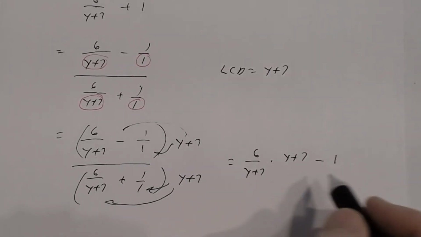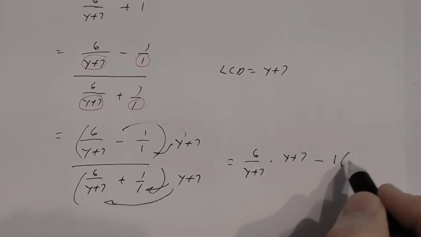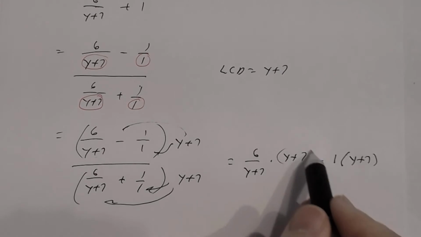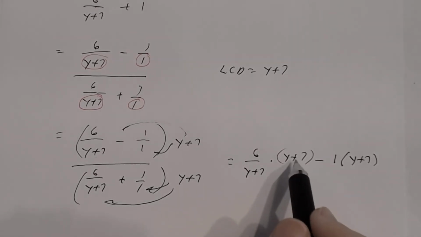I'm going to write 1 as 1 over 1. 1 times, and be careful, put that in parentheses, times the LCD. Okay, now you could put this in parentheses as well, it doesn't matter. If you want to put that in parentheses, you can.